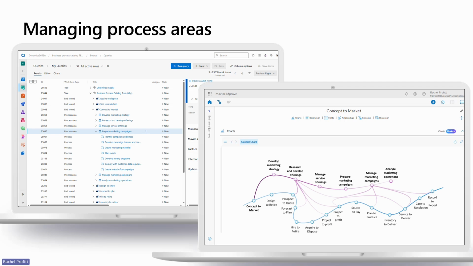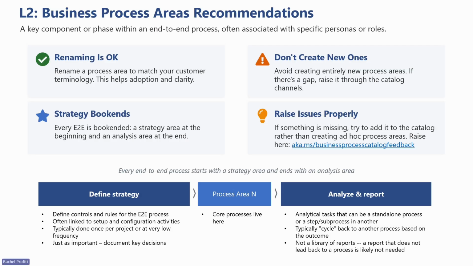Mavim makes this visible and intuitive. Every element you see, every node, every connection line, again, is clickable. You can drill into any of these process areas and see the full metadata behind it. For your consultants and business analysts, this is an incredibly powerful way to understand, not just a single process, but how it fits into the broader organizational landscape.